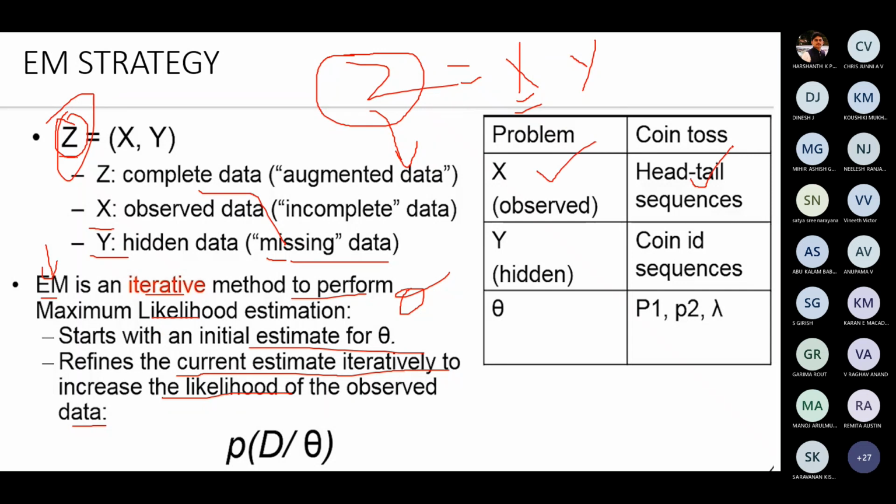Now students, X is the observed data, the head tail sequence. The hidden data is the coin ID. Initially, we will see a problem with the coin ID given. Then we will hide it, and then we will see how to increase the probability. So first we are going to give everything. There are no missing values at all. Initially, X and Y are both given, so the data is complete.